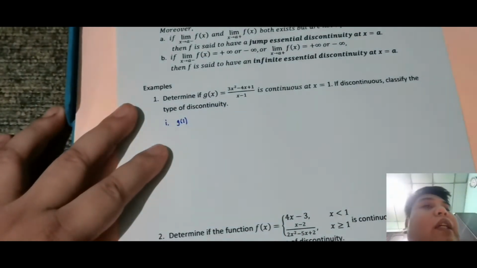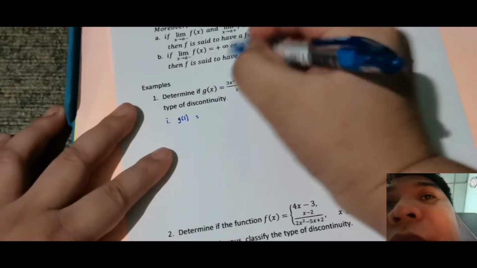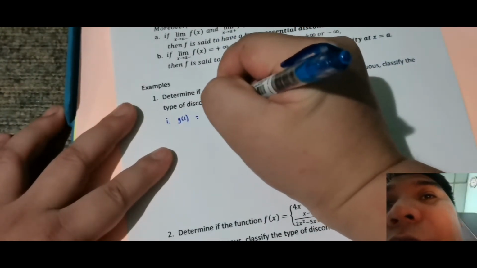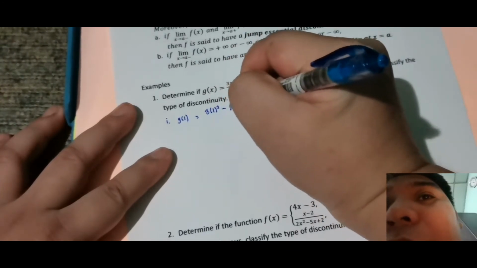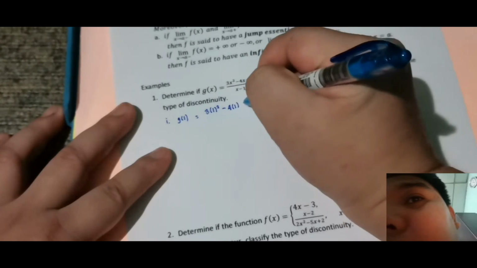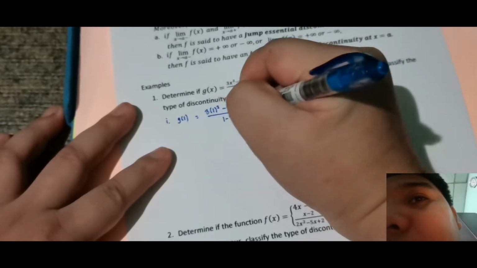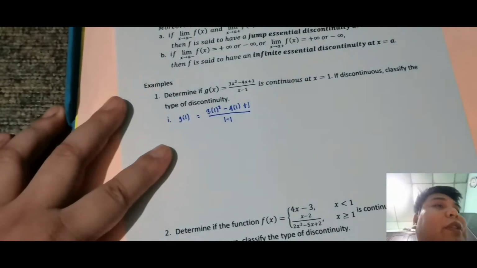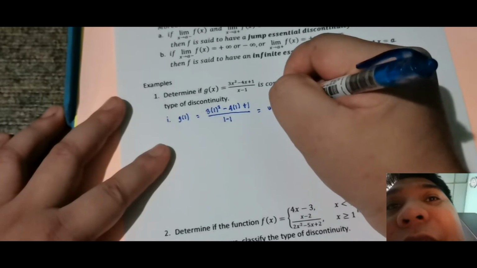Okay, so first test 1, kukunin natin si g of 1, kasi at x is equal to 1 tayo. So, this is equal to 3 times 1 squared minus 4 times 1 plus 1 all over 1 minus 1. Obviously, 0 yung ilalim. So, therefore, this is undefined.